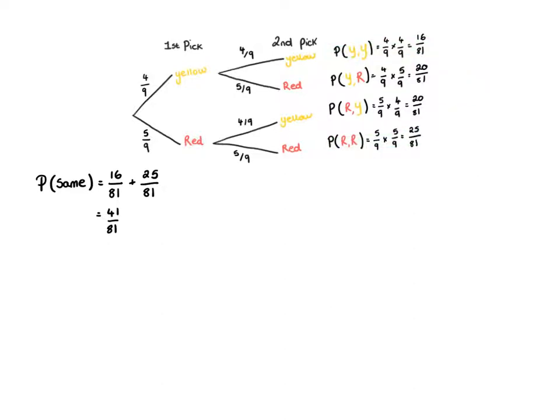Now we're going to look at the probability of getting 2 different colours. So the probability of getting yellow and red or red and yellow. So again, because it's or, we're going to add these two probabilities together. So 20 over 81, add 20 over 81, and you should get 40 over 81.